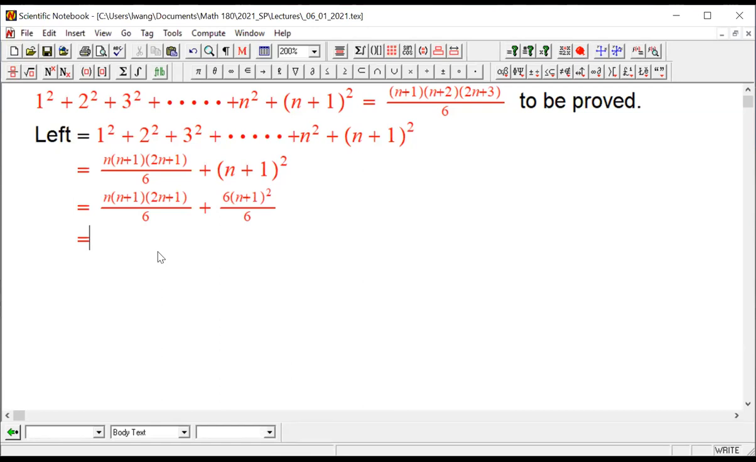Okay. Anyway, I'm going to call you guys back. Whatever you have done, if you FOIL these three, it's going to take you a long time. Agree? Did some of you try that? I wouldn't go that way. I will factor out the 6 and I'll factor out the n plus 1.